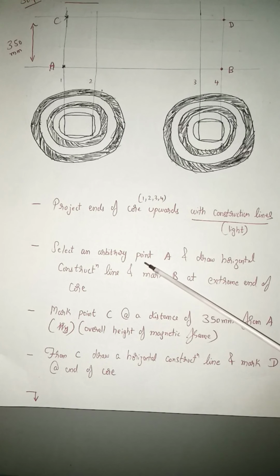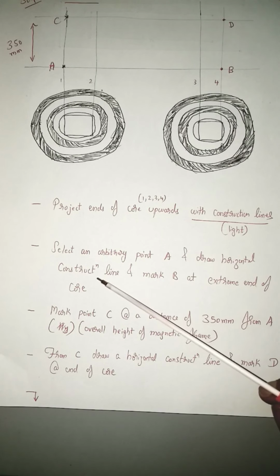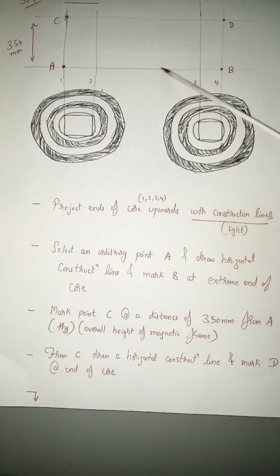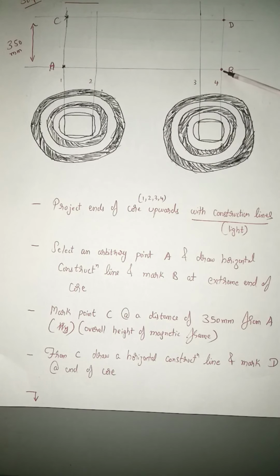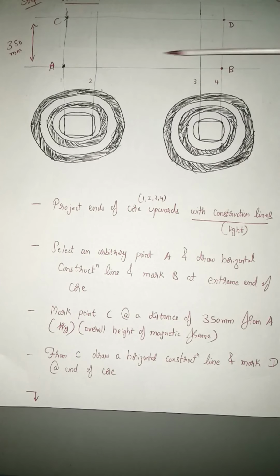Select an arbitrary point A and draw a horizontal construction line. This is the horizontal construction line. And mark B at the extreme end of the core. See, this is one extreme end of the core. This is another extreme end of the core. So already we had these vertical projection lines. When you draw this horizontal projection line, wherever it meets, that is your point B.